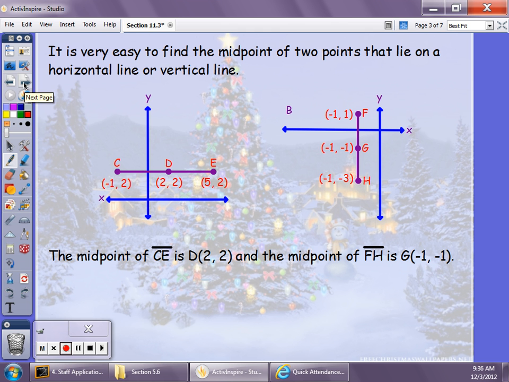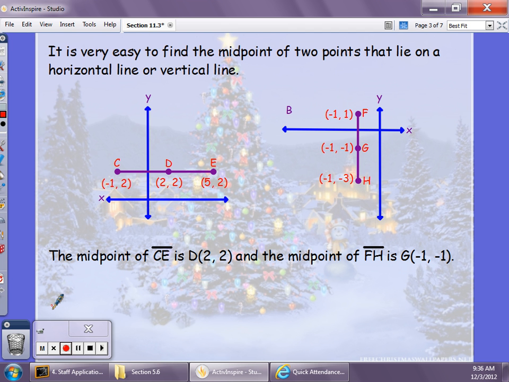It is very easy to find the midpoint of 2 points that lie on a horizontal line or a vertical line. Let's start with a horizontal line. The midpoint value for the y value of any horizontal line will be the same as the y value of the endpoint. So in this case, we know that C and E have a y value of 2, therefore the midpoint y value must also be 2.